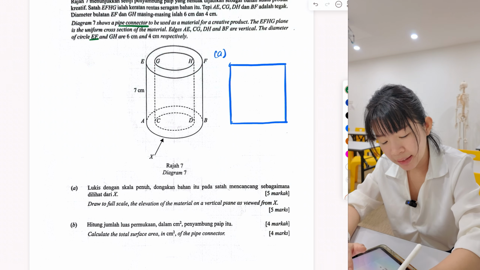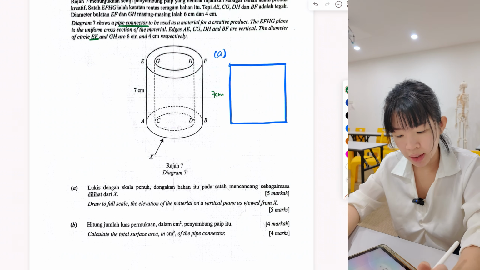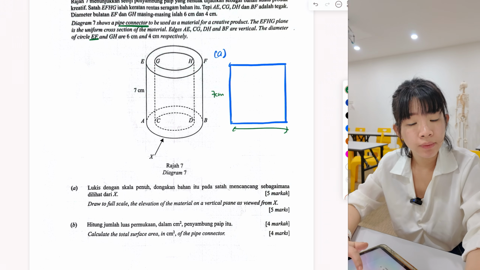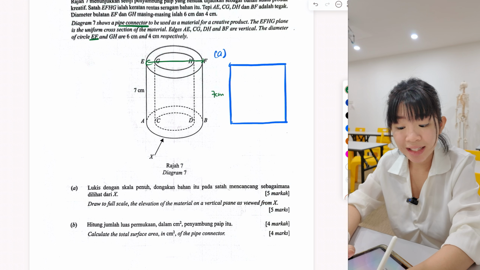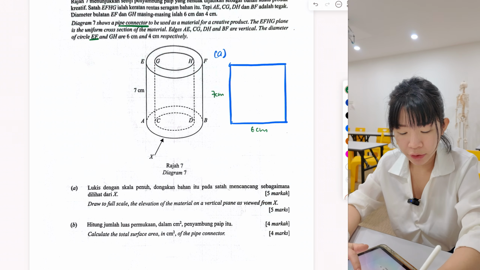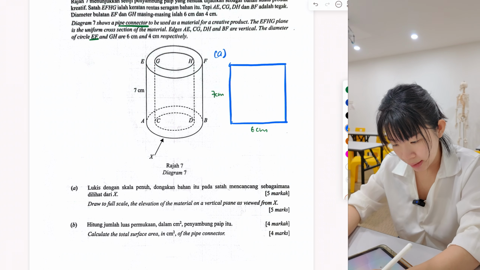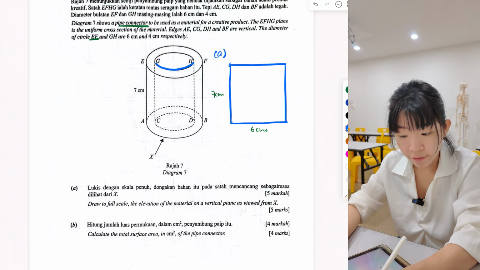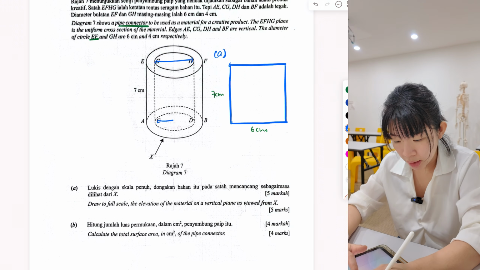So this rectangle, the height is 7 cm. Make sure you draw accurately, use a ruler to measure. Then how about the width? The diameter just now they say EF is 6 cm, so this will be 6 cm. After you draw a rectangle, what else do we need to draw? Inside there is also another curved line, but we don't have to draw a curve. We have to make it a horizontal line.